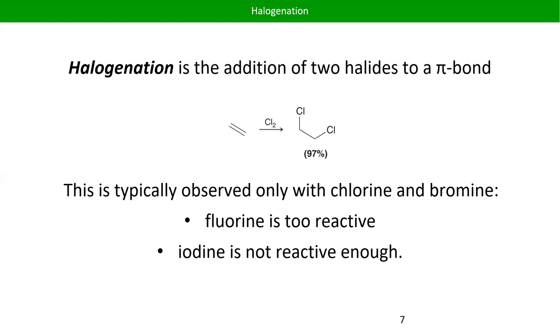Anyway, halogenation is not as picky as hydrogenation because the halogens are more reactive and more electronegative. And we typically only see it with chlorine and bromine. Fluorine is too reactive, iodine's not reactive enough. And it works with pretty good yields. If fluorine is too reactive and iodine's not reactive enough, what can we expect about chlorine versus bromine? Which is going to be more reactive, with better yields?